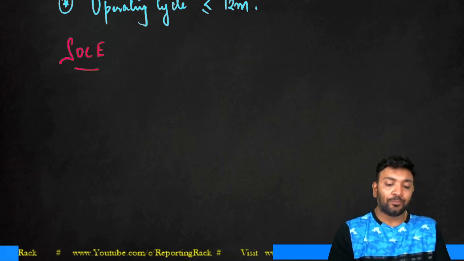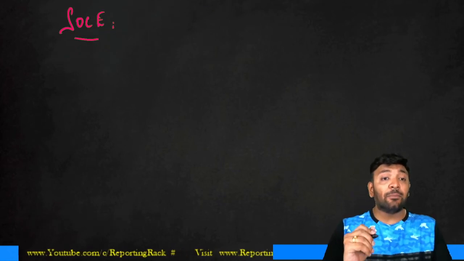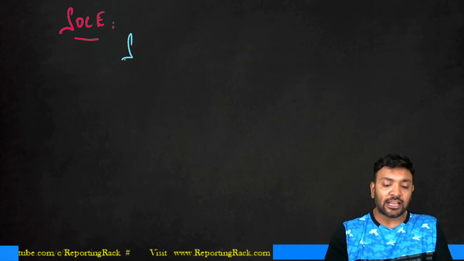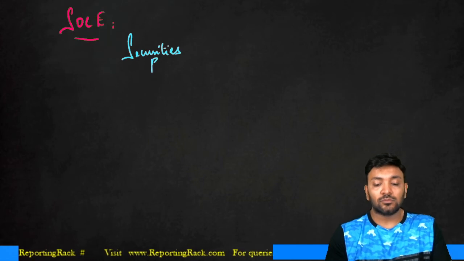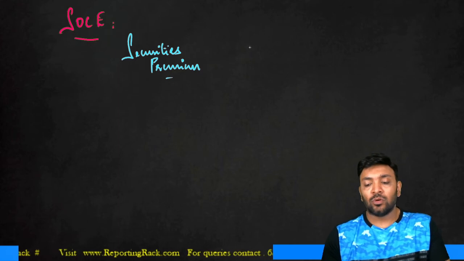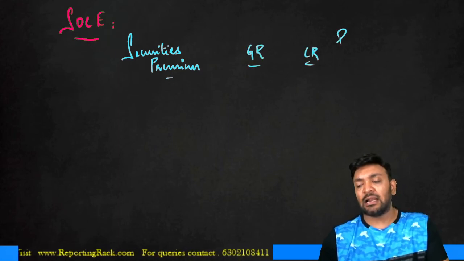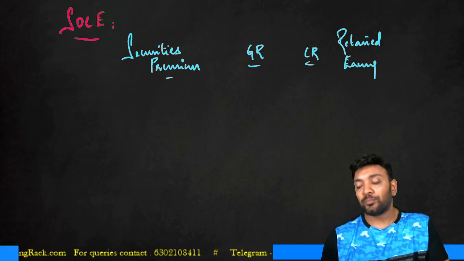SOC. Each reserve will become your heading. So sometimes I can have a securities premium, or I can have a P&L, or I can have a general reserve or a capital reserve or my retained earnings, which is nothing but your P&L. And total.